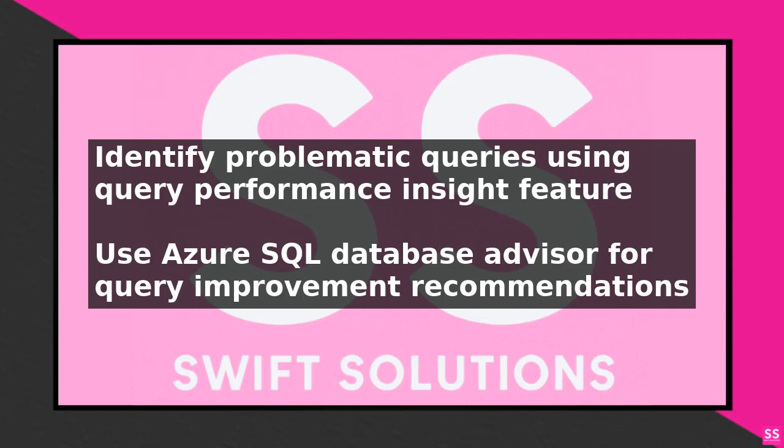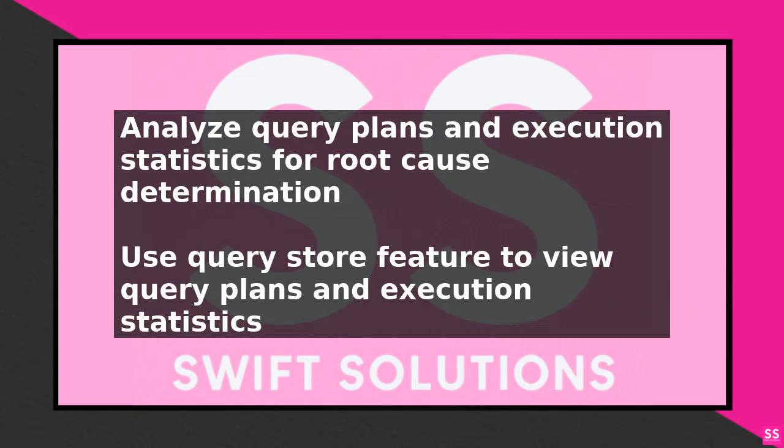for improvement. After identifying the problematic queries, the next step is to analyze the query plans and execution statistics to determine the root cause of the performance issue. This can be done by using the Query Store feature to view the query plans and execution statistics. For the problematic queries, you can also use the Azure SQL Database Advisor to analyze the query plans and provide recommendations for improvement.